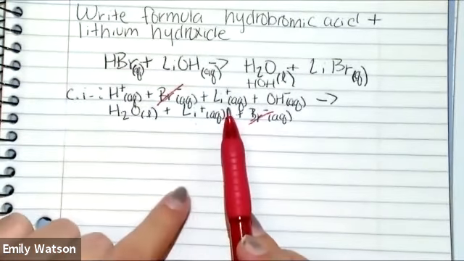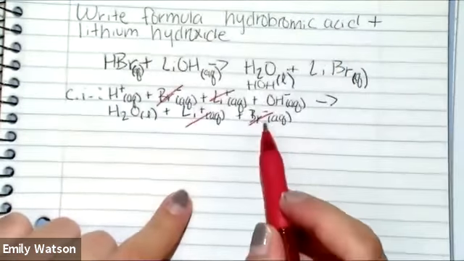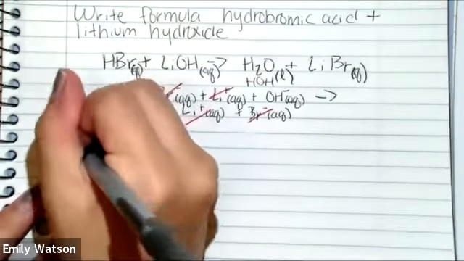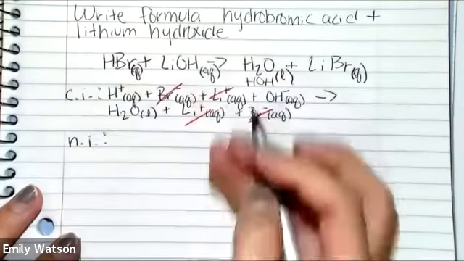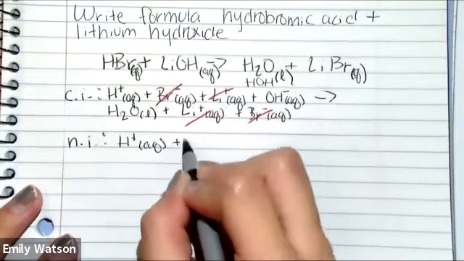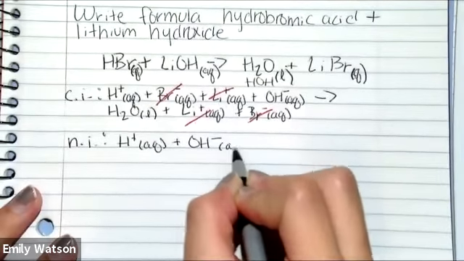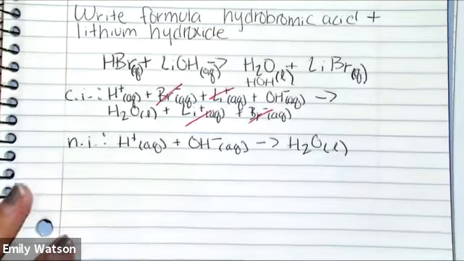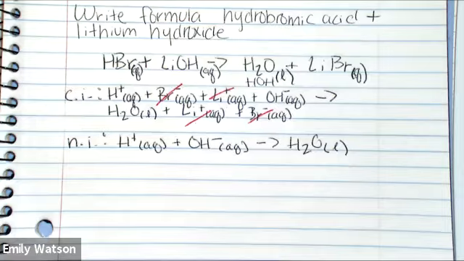Lithium? Yes, so we're going to cross this out. And then hydroxide? No. So what this means is that our net ionic is just going to be everything that's left over. So everything we didn't cross out. H plus aqueous plus OH minus aqueous goes to H2O liquid. Does that help with the net ionic?